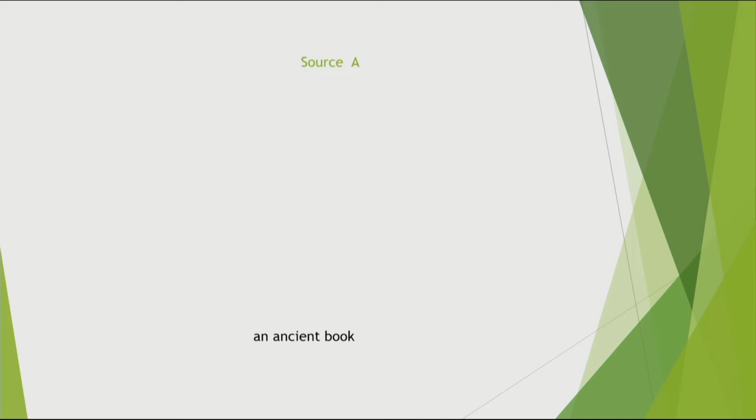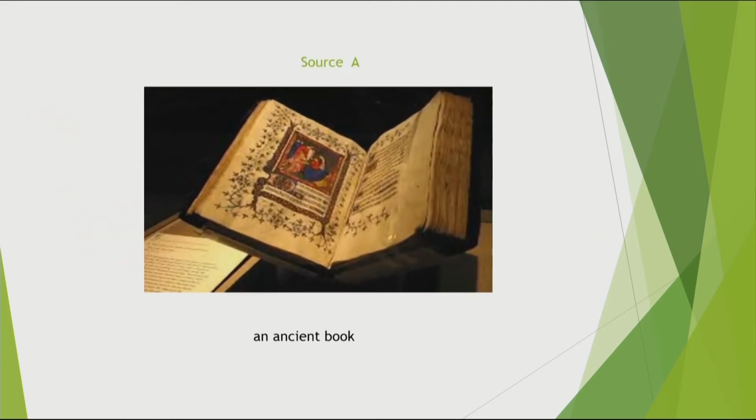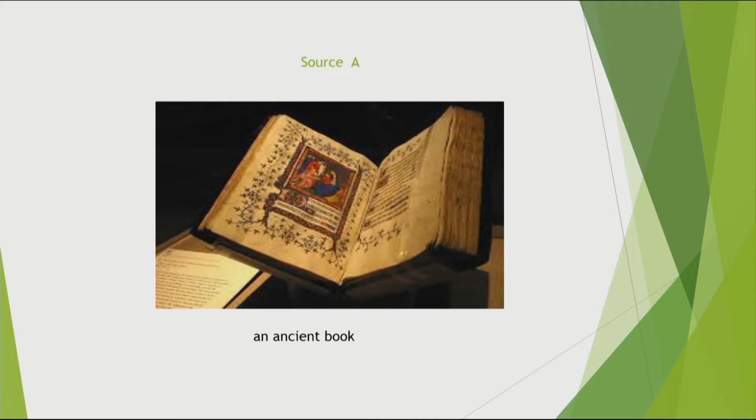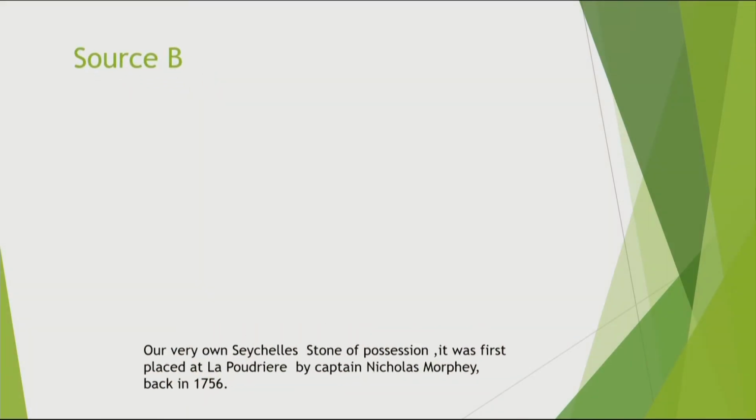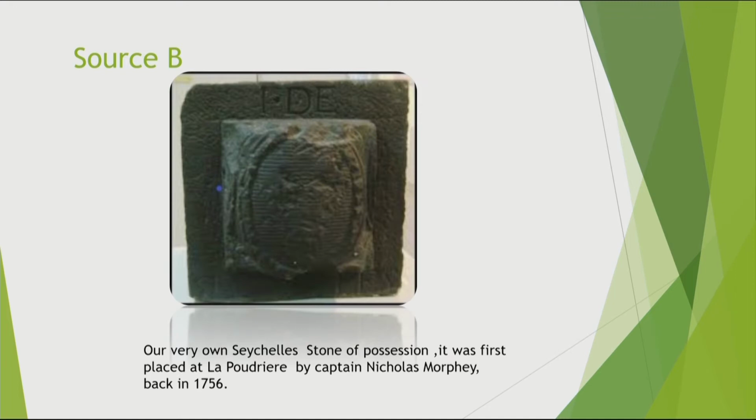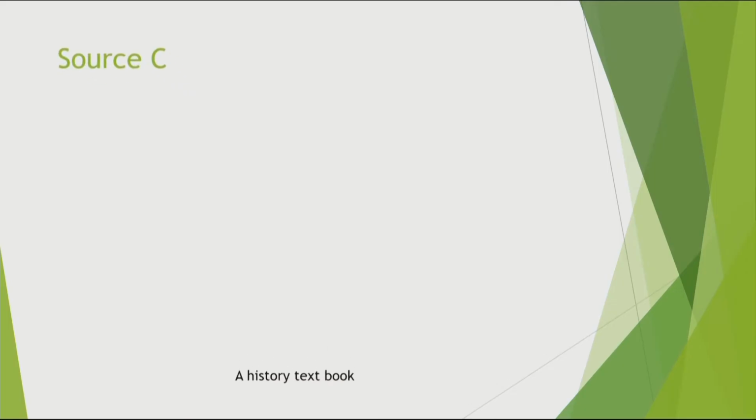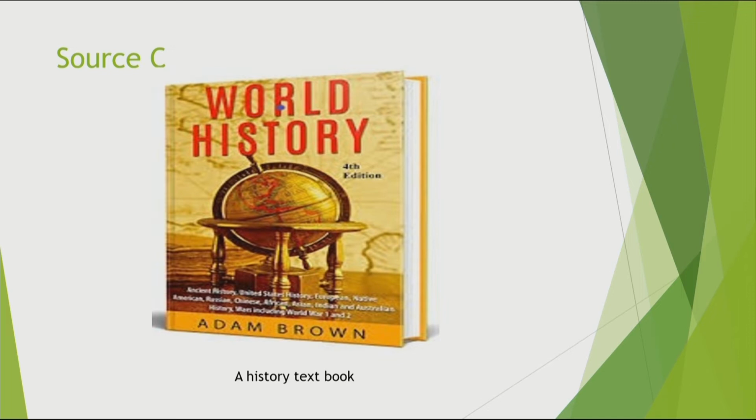So, source A. Yes, it is an ancient book. Source B. It's our very own Seychelles stone of possession. It was first placed at La Poudrière by Captain Nicolas Morphée back in 1756. Source C is a history textbook.